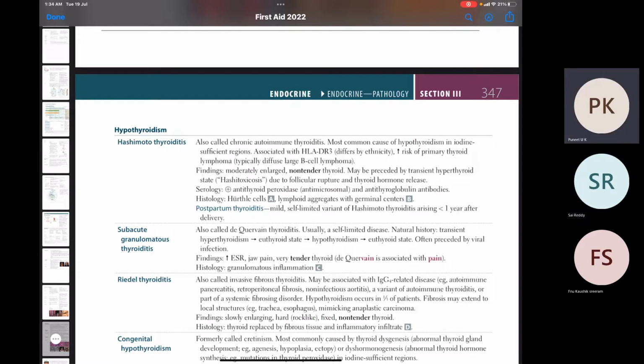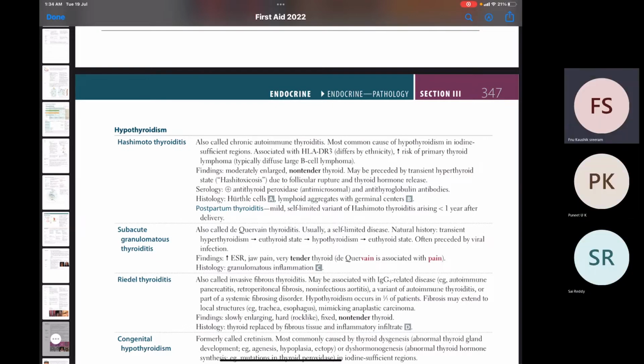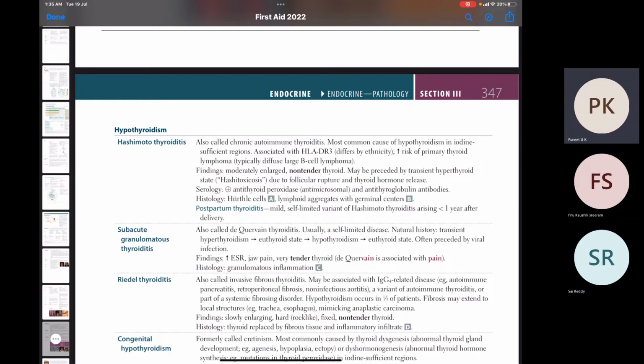Basically, selective estrogen receptor modulators release something called transforming growth factor beta, that inhibits fibroblastic proliferation. That's how it's used in Riedel's thyroiditis.